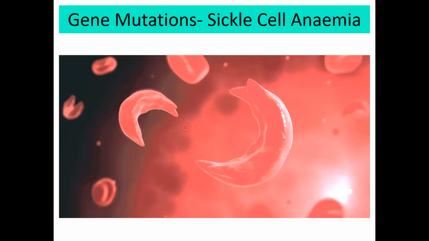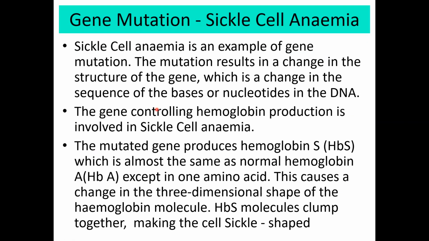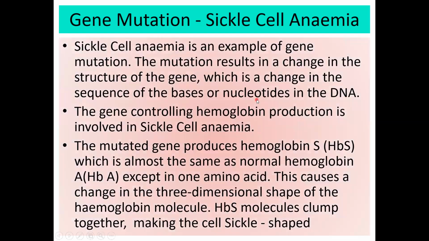The second condition of gene mutation is sickle cell anemia, in which particularly the red blood cells are having a crescent shape. Usually that is considered S shape, but that is a crescent shape. And that is because of a change in the sequence of bases or the nucleotides. That is particularly because of a change in the sequence of bases or the nucleotides in the DNA.